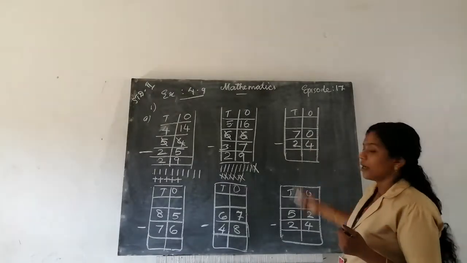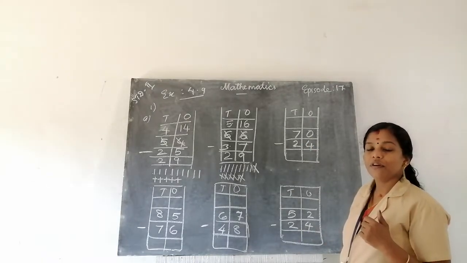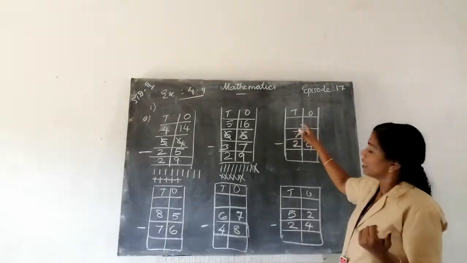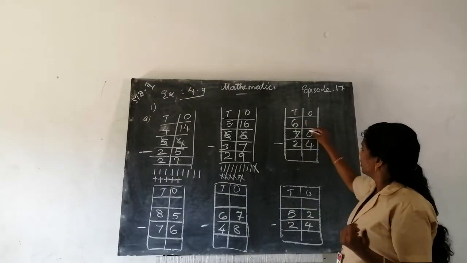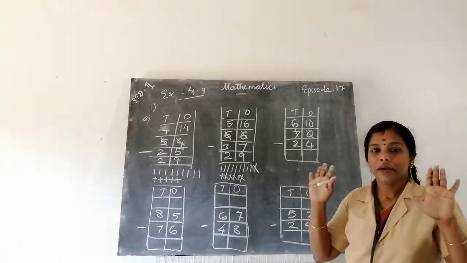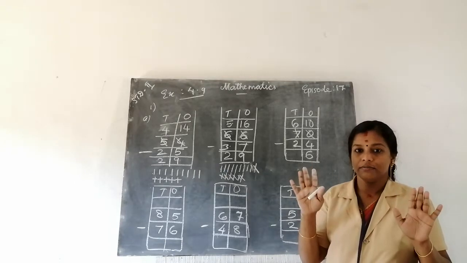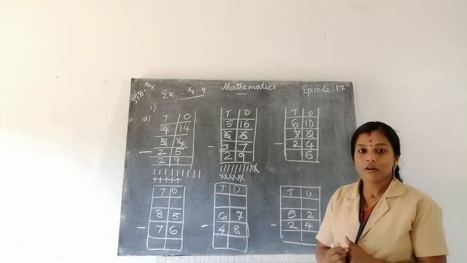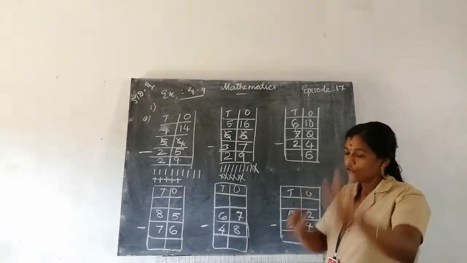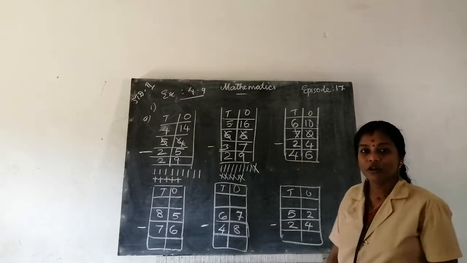From the ones place, 0 minus 4. 0 minus 4 is not possible. Why? 0 is the smallest number. So what do we do? We want to borrow from the tens place. So we go to the tens place, and 7 changes to 6. This 0 changes to 10. 10 minus 4, what is the answer? 6. So you write here 6. Then 6 minus 2, balance is 4. So you write here 4. Answer is 46. So 70 minus 24 is equal to 46, right?